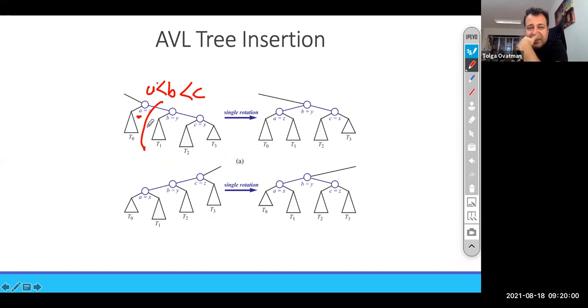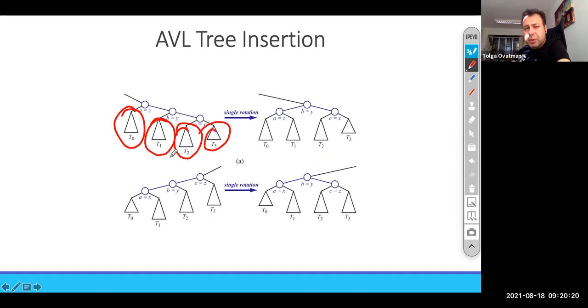Okay, so now you can put it like this because B is the middle element, and A can be the left child of B because it's smaller than B. C can be the right child of B because it's larger than B. So you can place them like this. But the question is, when you place them like this, what do you do with those subtrees of yours?